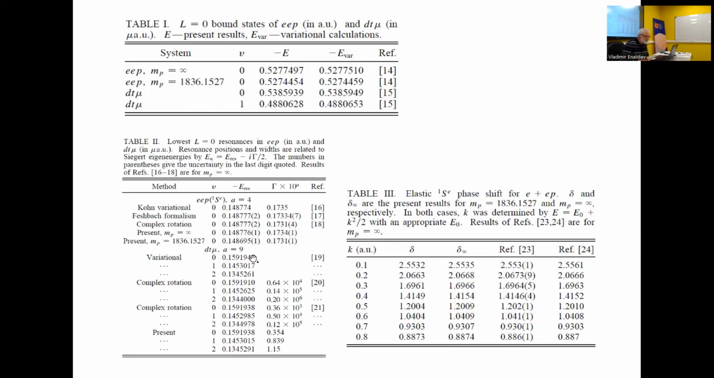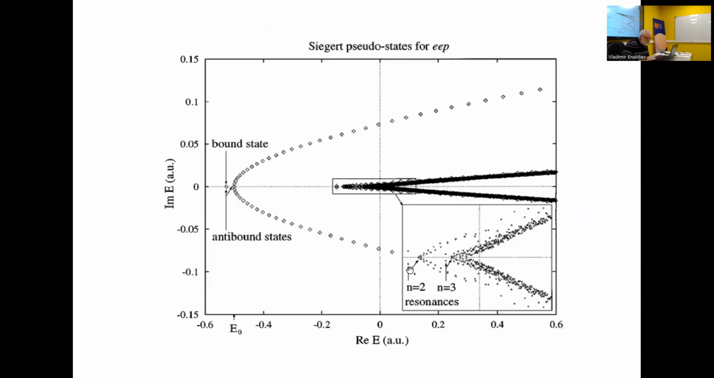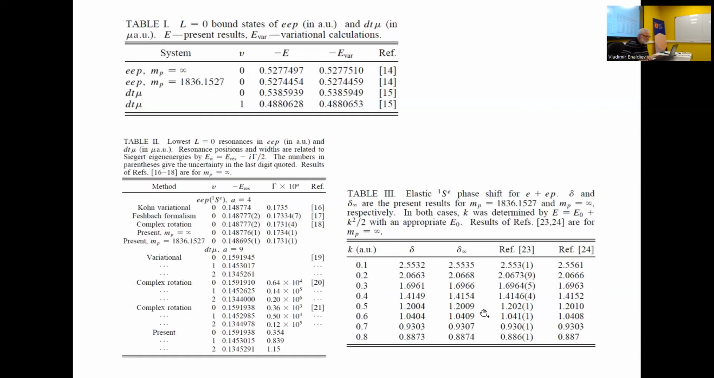This is about bound states. Now about resonances. In H minus, we have this n equals 2 resonance, which has been calculated previously by many authors. So resonance means you have to calculate energy position and energy width, gamma, the resonance width. Different methods are shown here: variational, Feshbach formalism, complex rotation, and this Siegert pseudo-state with finite proton mass and infinite proton mass. Okay, they nicely agree with the best available variational results. This is about H minus.